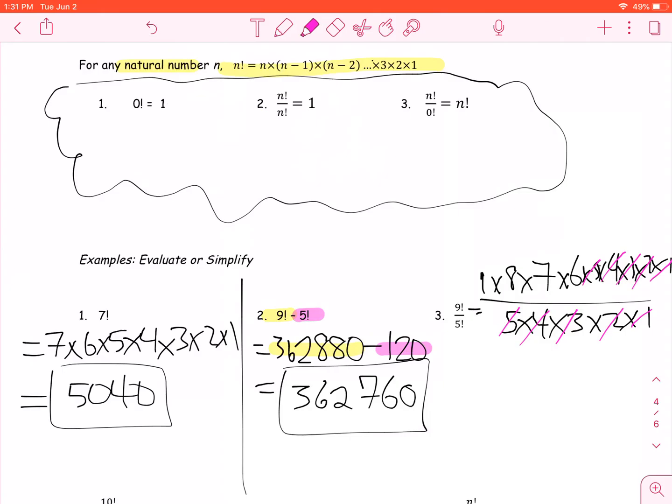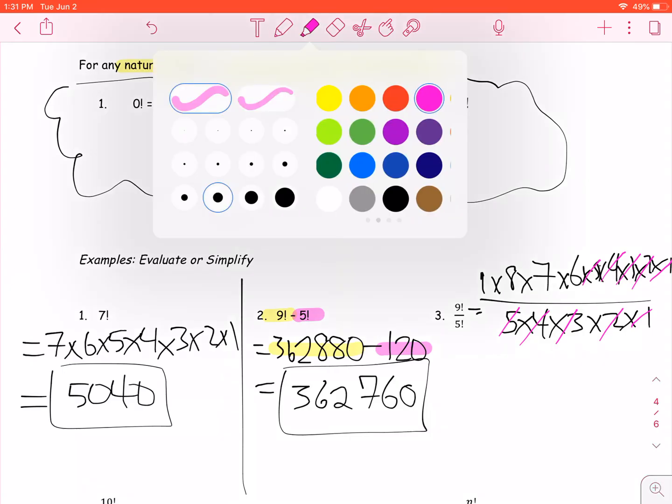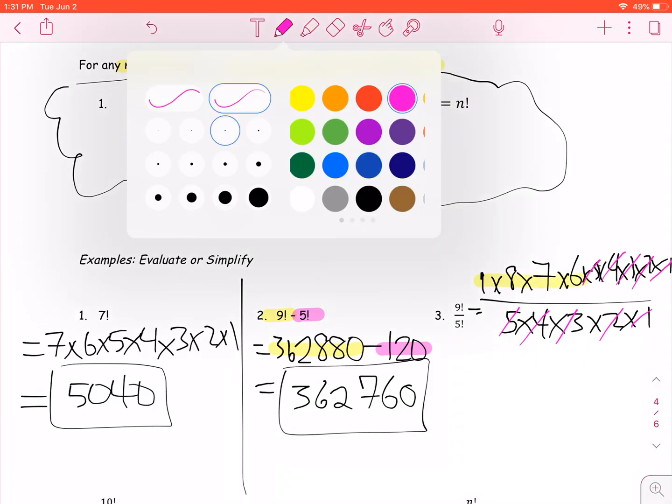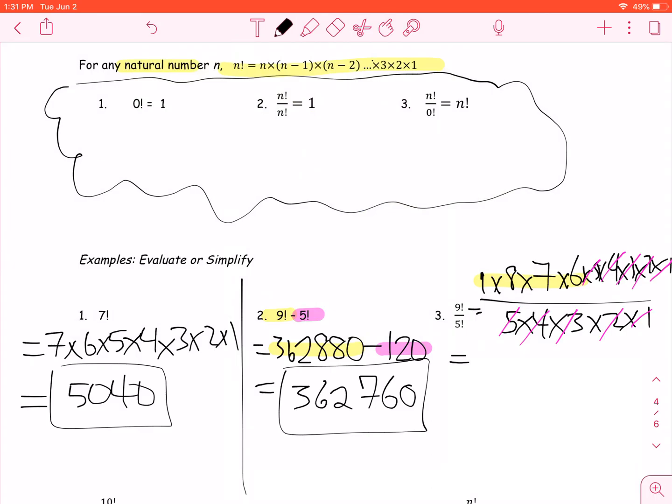So what I'm actually just left with is what's left in the numerator. So 9 times 8 times 7 times 6. Okay? So that actually just comes out to 3,024.